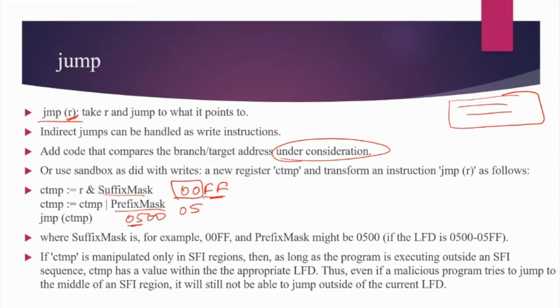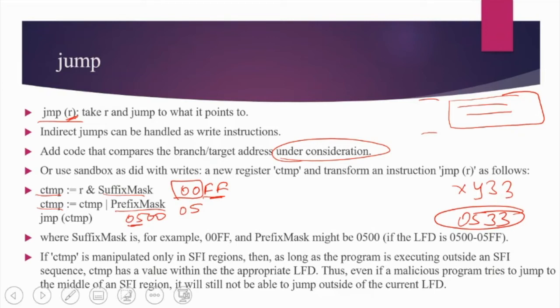So instead of, let's say, xx33, the address is converted to 0533. This is our goal because that is the valid range of our LFD. So this is how we can handle jump, and for that we have used a temporary register so that it is not manipulated by the code itself. We have discussed this previously, so the same case applies here as well.